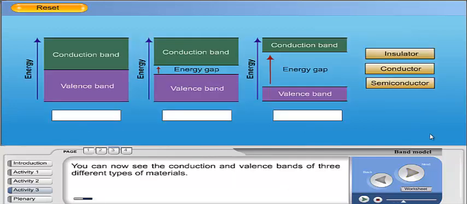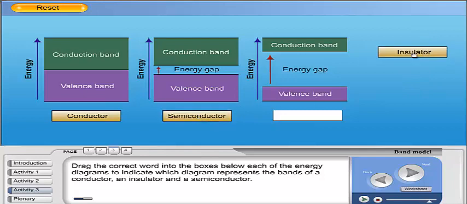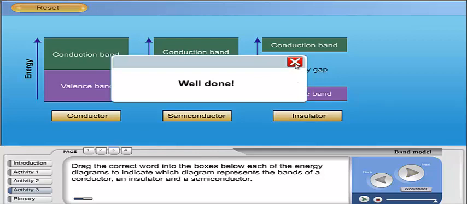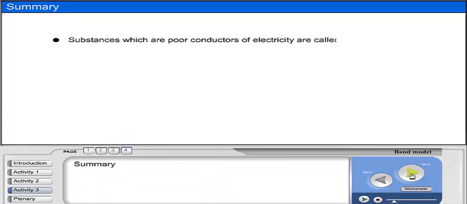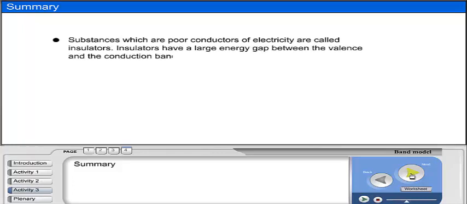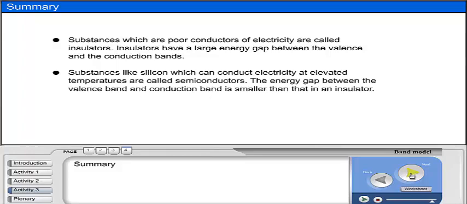You can now see the conduction and valence bands of three different types of materials. Drag the correct word into the boxes below each of the energy diagrams to indicate which diagram represents the bands of a conductor, an insulator, and a semiconductor. Substances which are poor conductors of electricity are called insulators. Insulators have a large energy gap between the valence and the conduction bands. Substances like silicon, which can conduct electricity at elevated temperatures, are called semiconductors. The energy gap between the valence band and conduction band is smaller than that in an insulator.